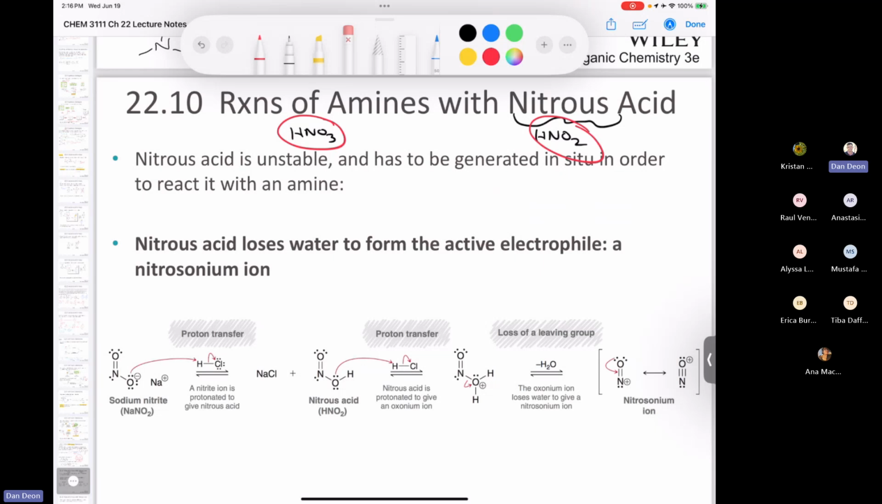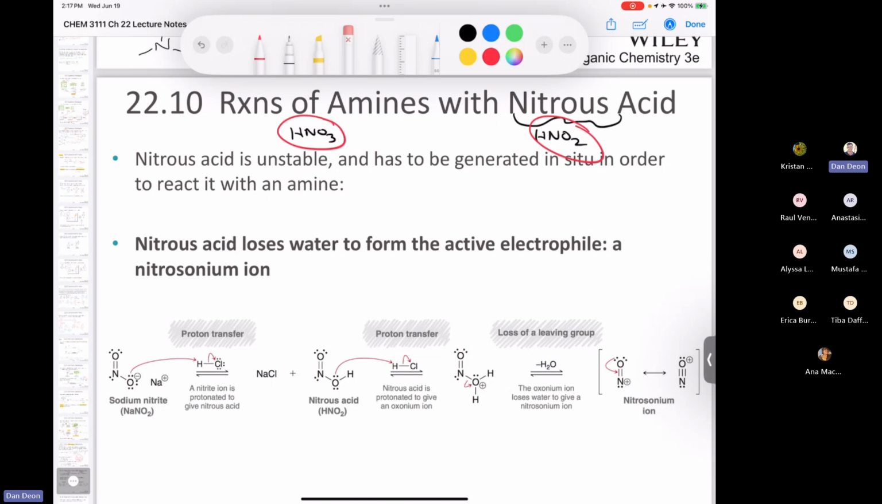Well, it turns out nitrous acid, HNO2, if you're wondering why you've never seen a bottle of nitrous acid in a lab, there's a very good reason for that. It's because it's unstable. Nitrous acid has to be made in a solution, so you don't just go pick up a bottle of nitrous acid at the store.